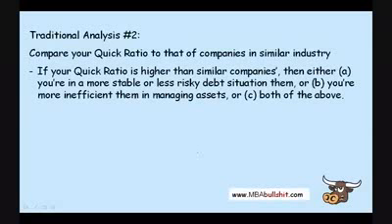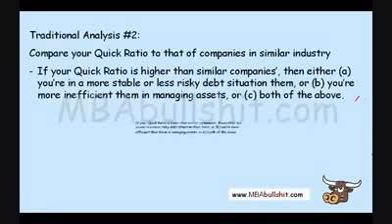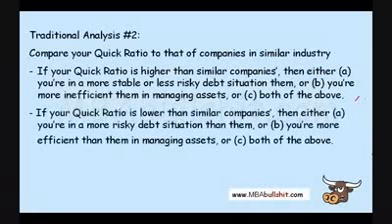Remember, from the owner's point of view, it's better for a company to earn the same amount of profit but use a lot less assets, a lot less current assets, a lot less quick assets. Or, of course, both of the above. If the quick ratio is lower than similar companies, then either it's in a more risky debt situation than them, or it's more efficient than them in managing assets. Maybe it's using less assets to generate the same amount of profit, or both of the above. Okay, so that's how simple it is.